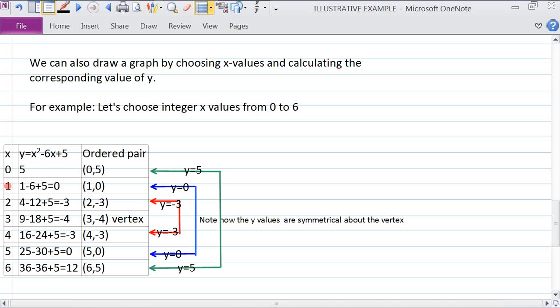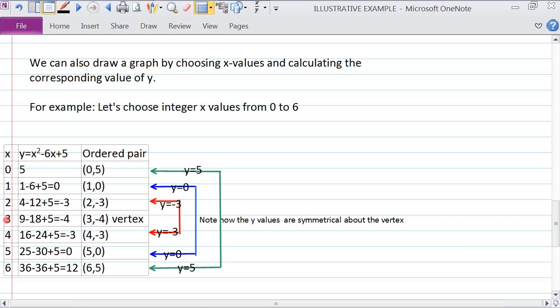When x is 1, 1 squared is 1, minus 6 times 1 is minus 6, plus 5. When we add this up, we get 0. So 1, 0. When x is 1, y is 0. If x is 2, we substitute that in here. 2 squared is 4, minus 6 times 2 is 12, plus 5, that gives us minus 3. So 2, minus 3 is another ordered pair that fits on the graph.